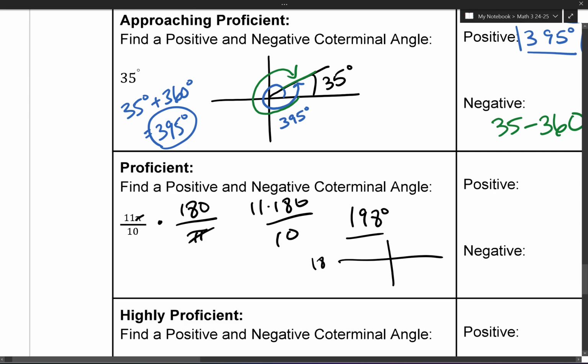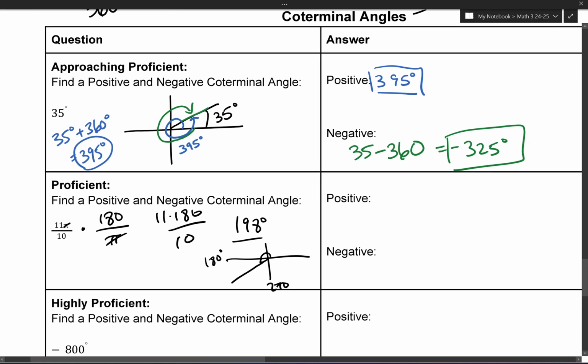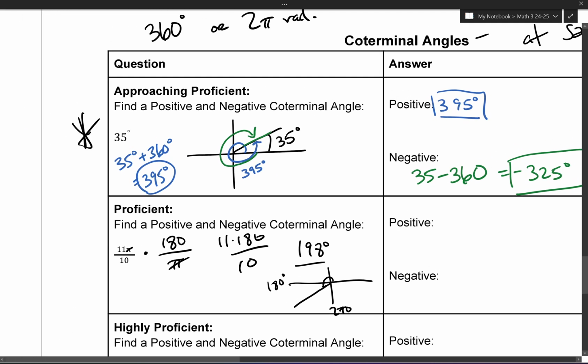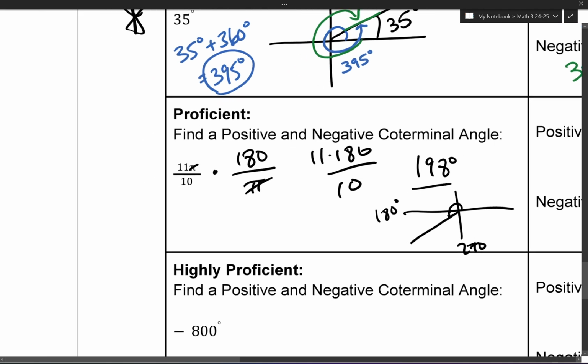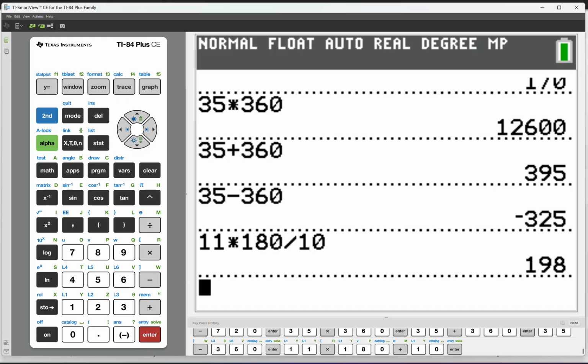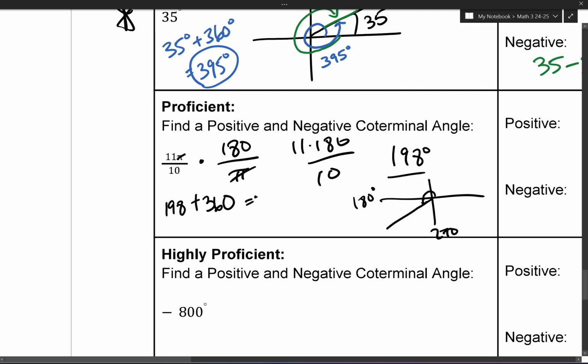It's more than 180 and less than 270, so it's about right there. 198 degrees. I want a positive and a negative coterminal angle. All right, let's get a positive one. Like we did in the first problem, I add 360. As soon as you see the word coterminal, that's where your mind goes: 360 degrees, or 2 pi radians. So I'm going to add 360 to 198, and I get 558 degrees.